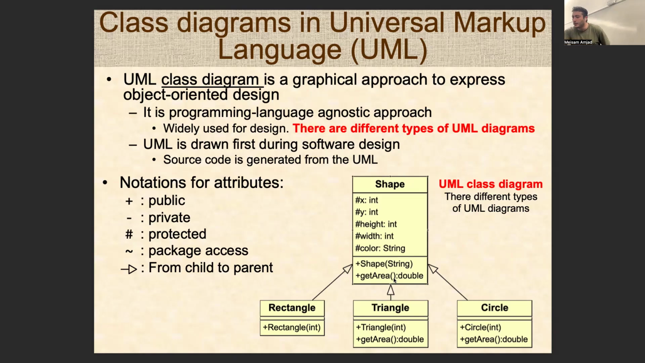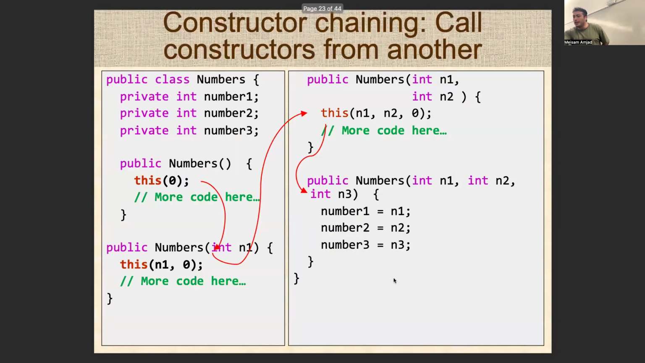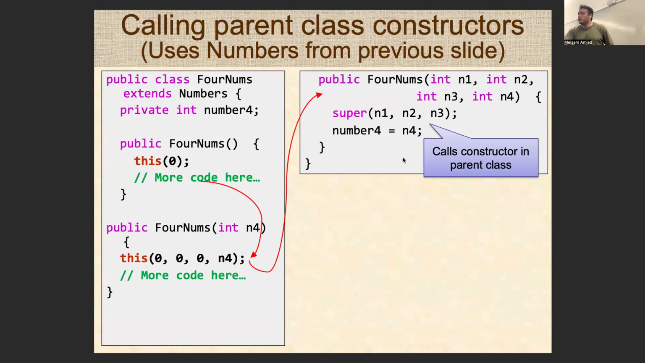Okay. What else? This and super I already mentioned. So for example, you can use this with parentheses to call other constructors. Here I am calling this constructor using this, or here I'm calling the other constructor using this. Same thing with the super. You want to call a constructor from the parent class, so use super, and it has to be the first line of your code.